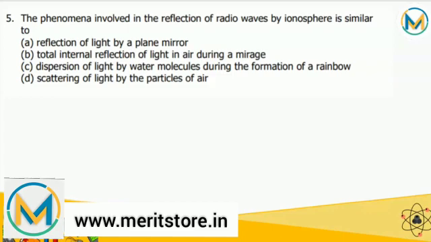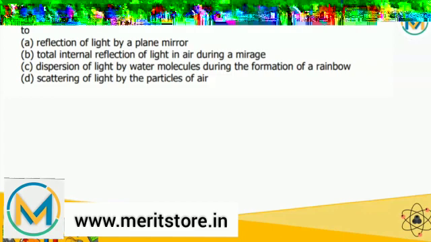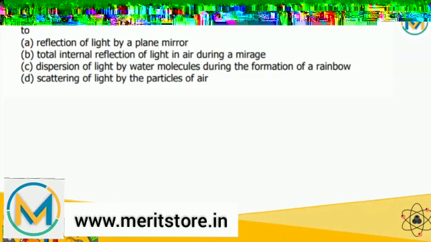An important point is to understand that the ionized part of the Earth's atmosphere is known as the ionosphere, and ultraviolet light from the sun collides with atoms in this region, knocking electrons loose. This creates ions, or atoms with a missing electron. This is what gives the ionosphere its name, and it is the free electrons that cause the reflection and absorption of radio waves. So the correct answer for the given question is option B, that is total internal reflection of light in air during a mirage. So the correct answer is option B.